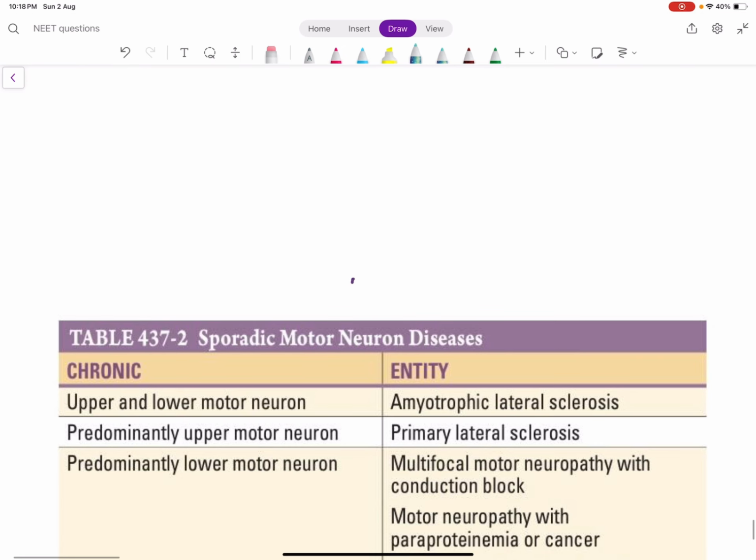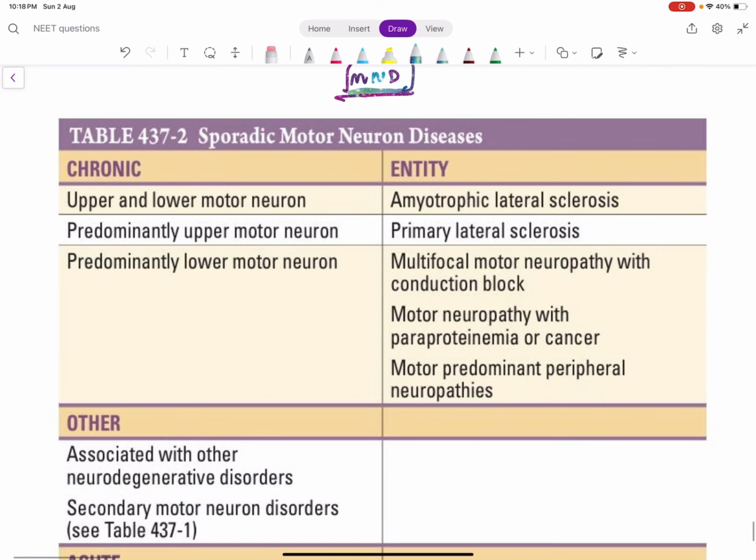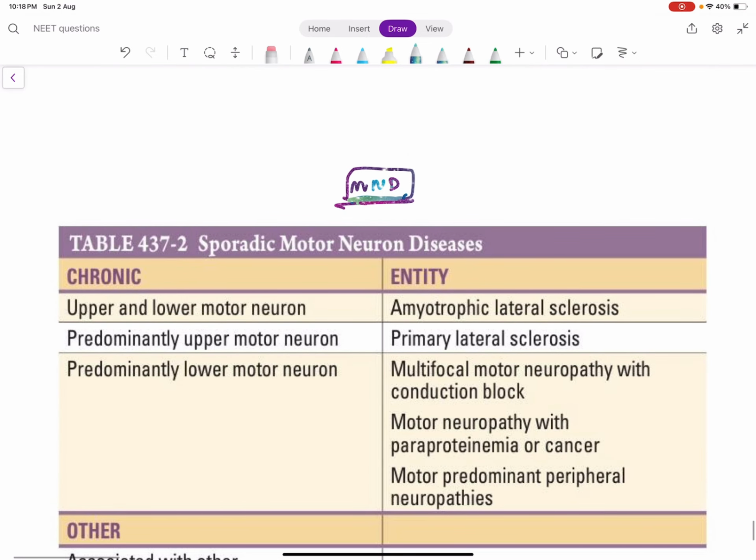So now we'll discuss something about motor neuron disease. So we finished GBS, we discussed. We finished the neuromuscular junction. Muscle we are not going to discuss. I'll just show the image later. So what is this motor neuron disease?